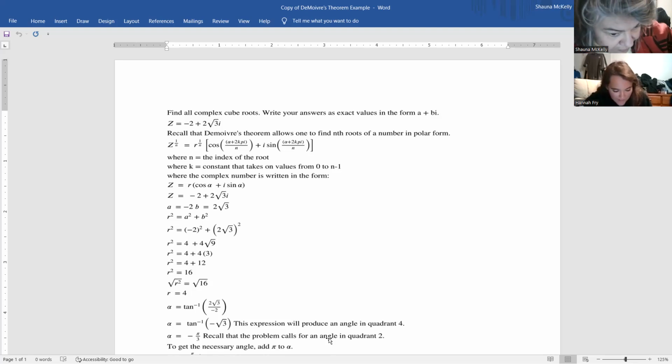DeMoivre's theorem has another one. I thought you were finding it. There's another one I sent you. Okay, hold on. I'll take a better screenshot of that one. No problem.